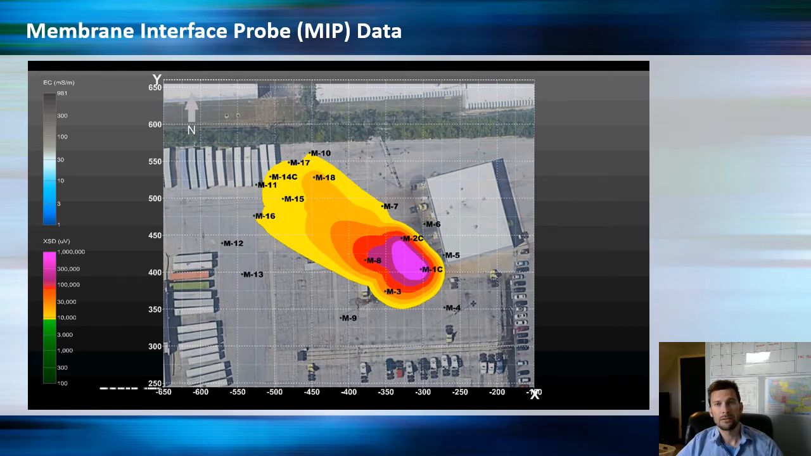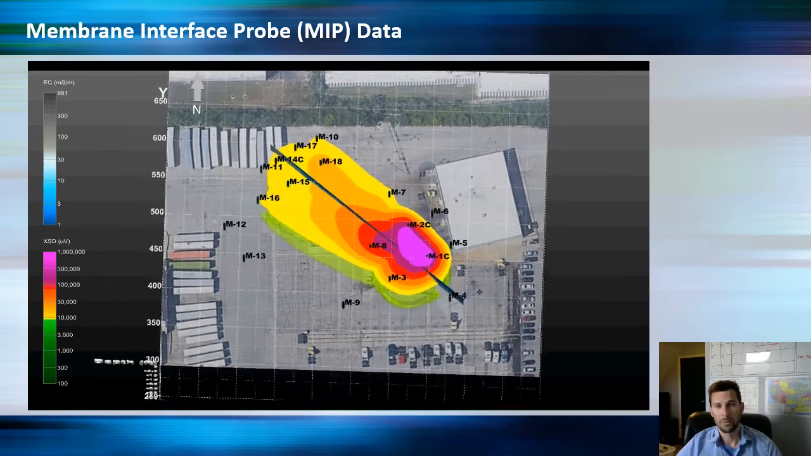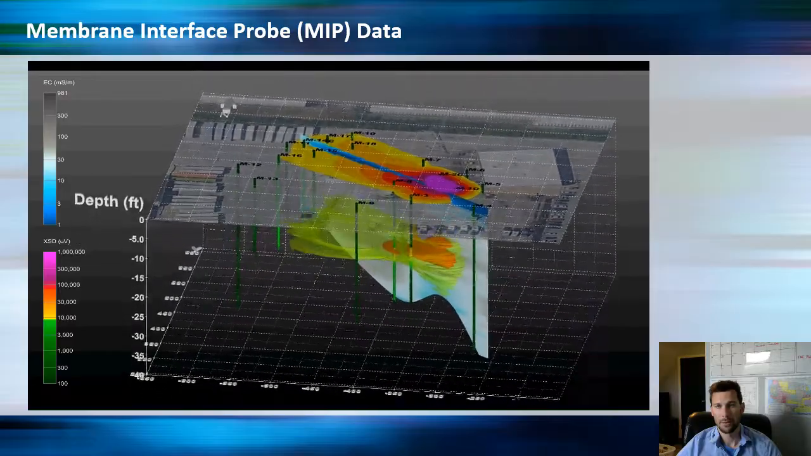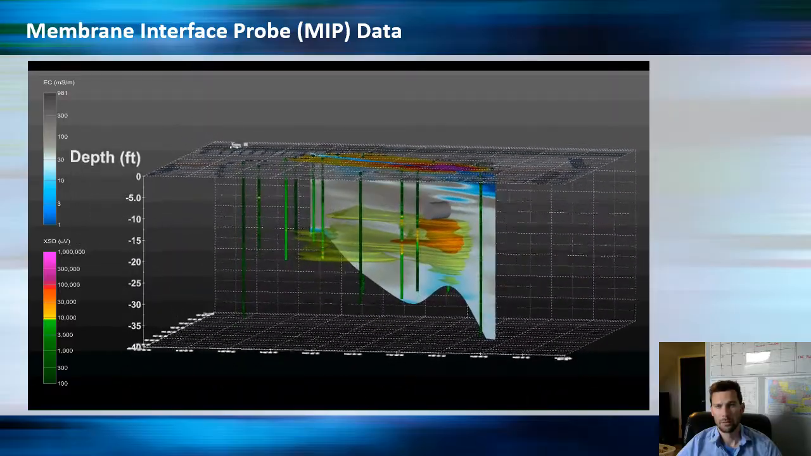So the first case study we'll get into is some membrane interface probe data. And this is a tool made by GeoProbe. And at this site, there was an underground storage tank that spilled chlorinated solvents, and we advanced 18 borings. And you can see right away in 2 dimensions where the source of the plume was in purple, and then where it's migrating to the northwest there. But of course, we've got to look at it in 3 dimensions. And once we kind of turn it, we can see where that tank was and what those 2 plumes are.